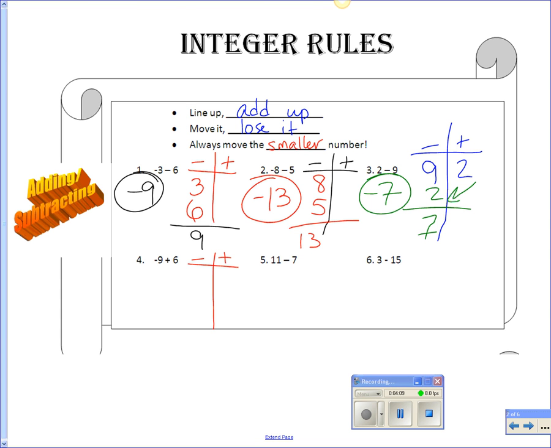All right, number 4, negative and positive. All right, is 9 negative or positive? Negative, so it goes on the negative side. Is 6 negative or positive? Okay. All right, what are we going to have to do when they're on different sides? Good. Move it, lose it. So which number moves? Yep. Why does the 6 move? Because it's smaller, and so you subtract. Whenever you move it, you subtract. So 9 minus 6 is, what side is it on? So you have to put a negative with your answer.